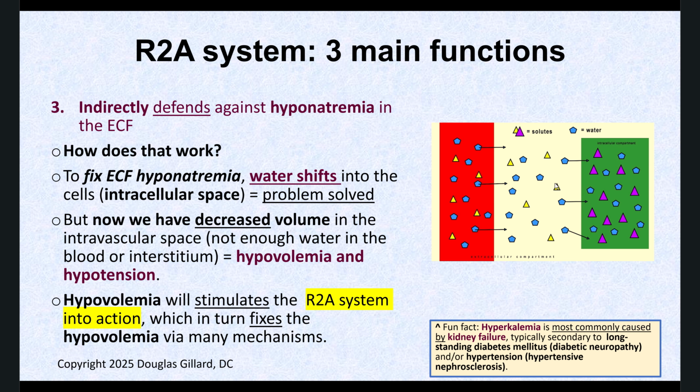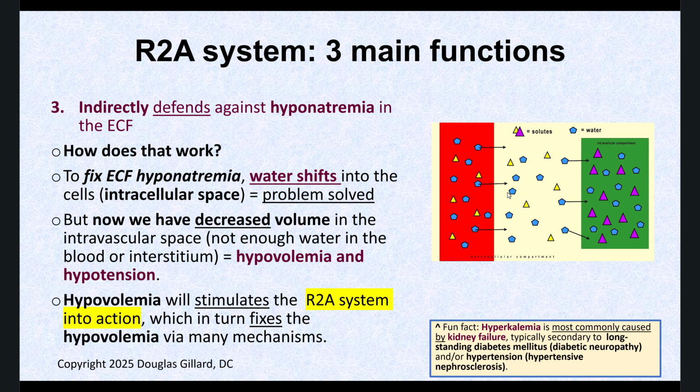So the cells will take up the water, because there's 2 ways we can fix this. We can either add salt or solute to it, or we could take away the water to fix the ratio. And in this case, the cells soak up that water. That's called a water shift. So to fix hyponatremia, water shifts into the cells, and the problem is solved. And now we have a proper normal osmolality out here.